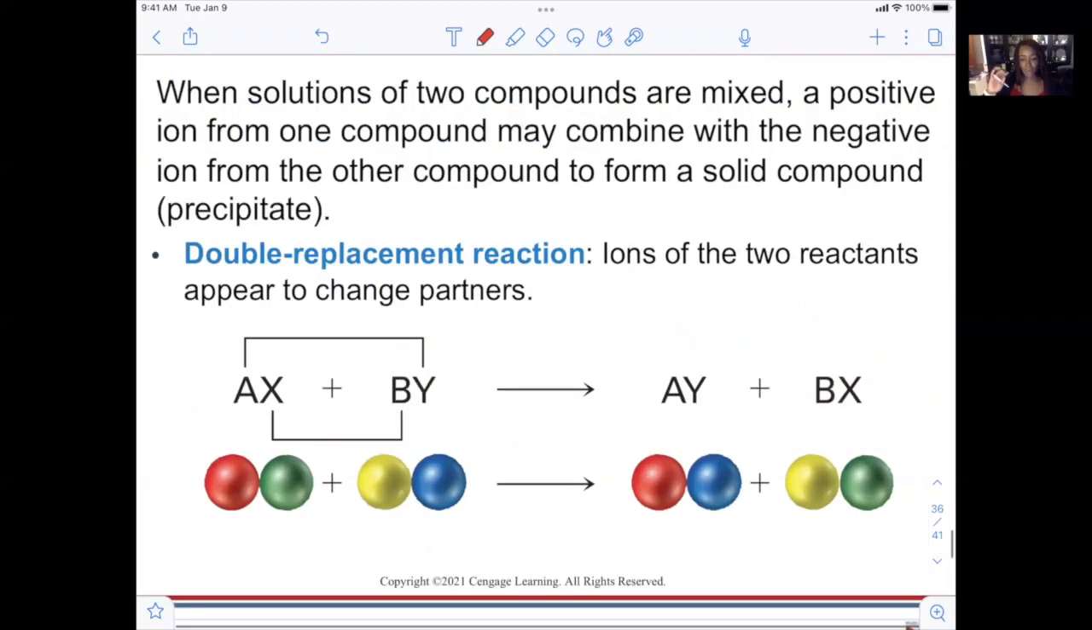Okay, so last but one reaction type. This is going to be a double replacement reaction. In a double replacement reaction, you're seeing here, you have a compound and a compound, a compound and a compound. Now with this one here, it's like a line dance.